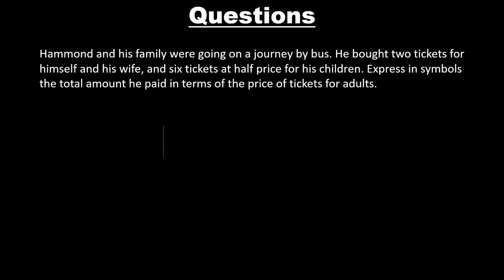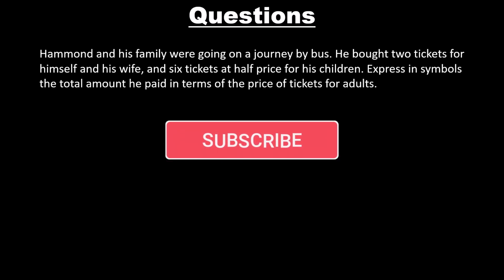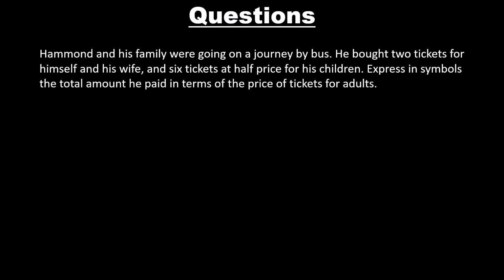So here's a few questions to practice algebraic expression, building our own algebraic expression from statements. Question number 1. Hammond and his family were going on a journey by bus. He bought 2 tickets for himself and his wife, and 6 tickets at half price for his children. Express in symbols the total amount he paid in terms of the price of tickets for all adults.